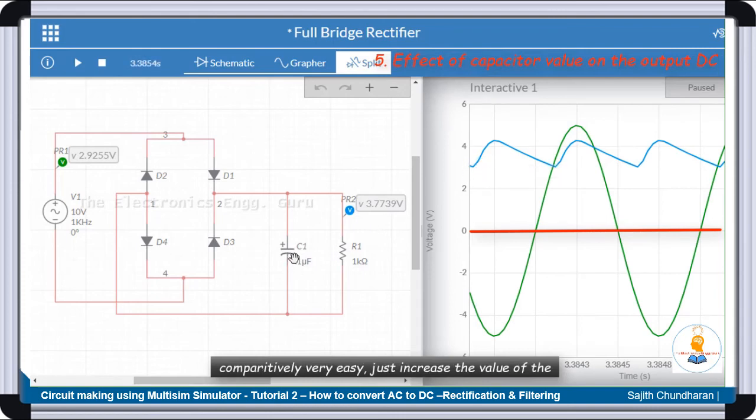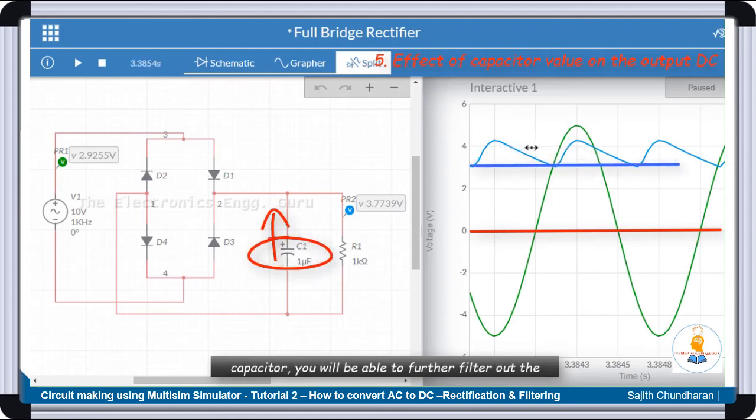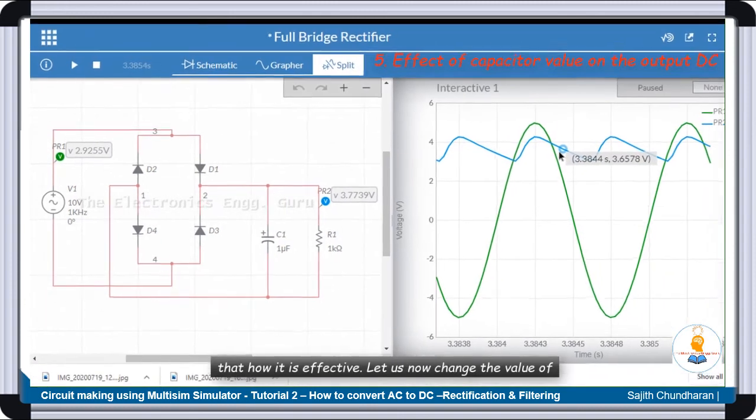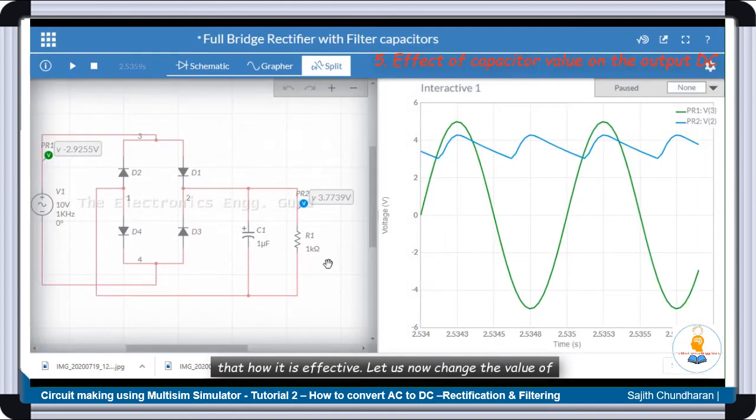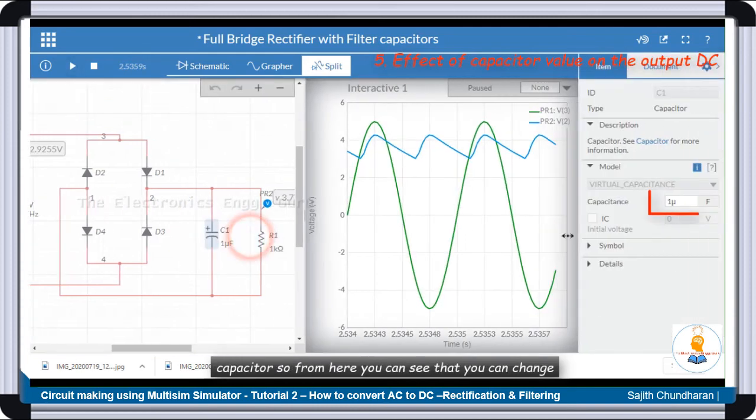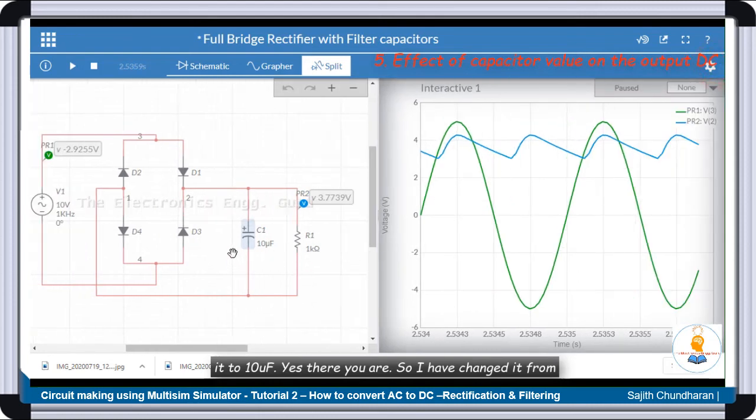It is comparatively very easy. Just increase the value of the capacitor. You will be able to further filter out the AC component from the DC output voltage. Let us see how effective it is. Let us now change the value of this capacitor from 1 microfarad to 10 microfarad. Let us double click this capacitor. From here you can see that you can change it to 10 microfarad. Yes, there you are. I have changed it from 1 microfarad to 10 microfarad.